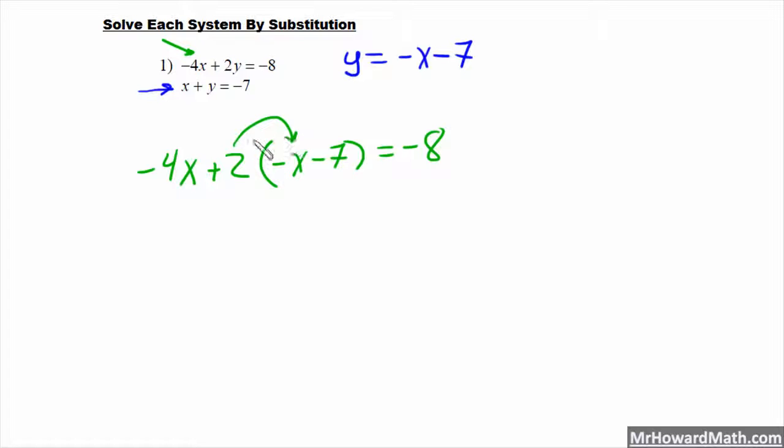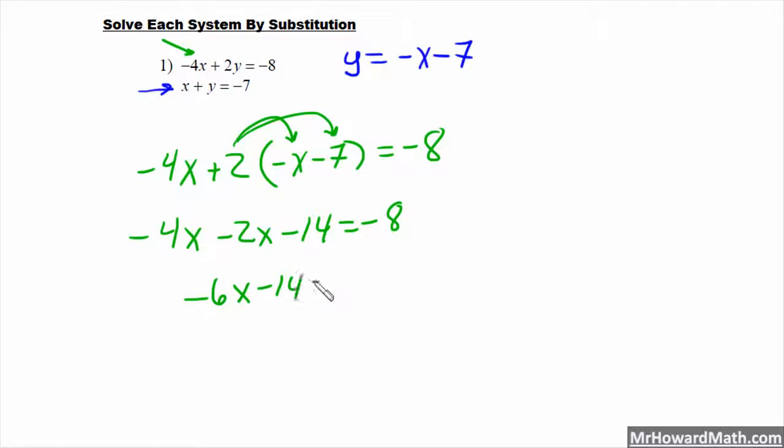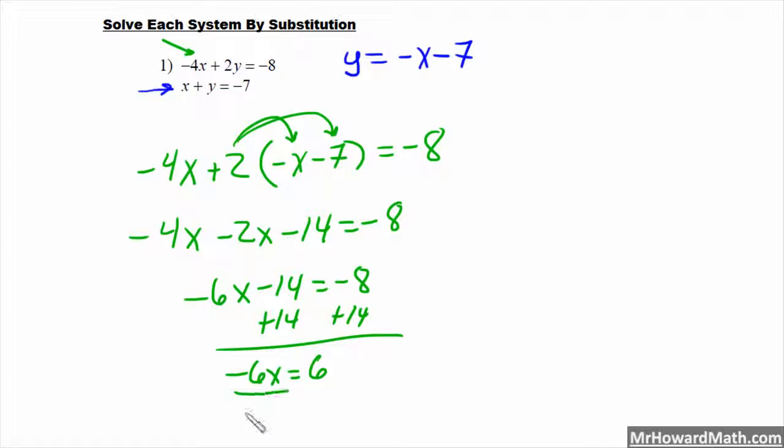So work that out. I'll distribute this 2 inside there. So -4x minus 2x minus 14 is equal to -8. So combine these like terms. That would be -6x minus 14 equals -8. Add the 14 to both sides. We're just solving for x at this point. So that would be +6 divided by -6. And finally we have x equals -1.